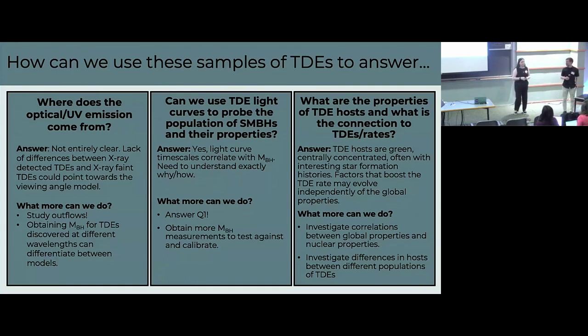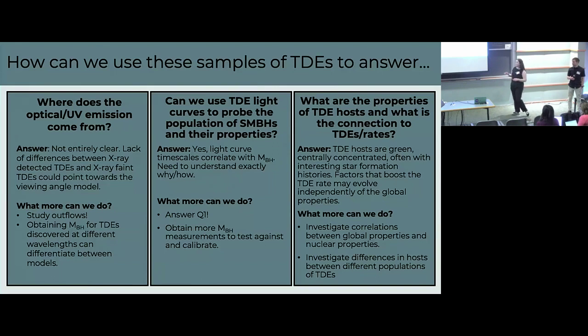Thanks for the great talk. If you're suggesting this connection between the TDE featureless class and the jetted TDEs, we heard earlier that there's a suggestion that some of the jetted TDEs perhaps prefer less massive supermassive black holes. Can you comment on that little bit of a tension there?